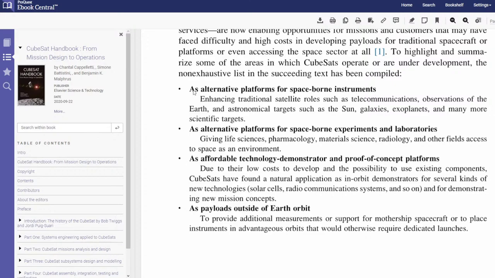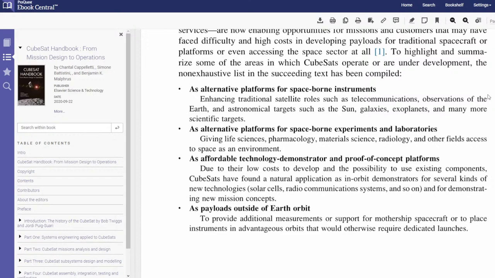There we go. Enhancing traditional satellite roles such as telecommunications. Sorry, I should talk normally. Telecommunications, observations of the Earth, and astronomical targets such as the Sun, galaxies, exoplanets, and many more scientific targets. As alternative platforms for spaceborne experiments and laboratories. Giving life sciences, pharmacology, material science, radiology, in other fields, access to space as an environment.